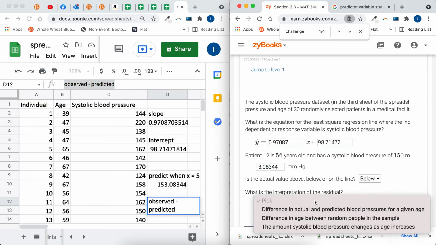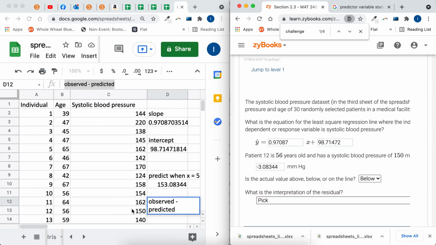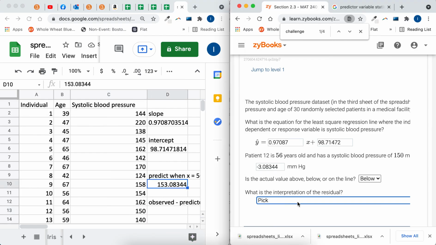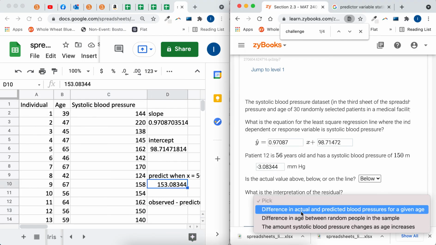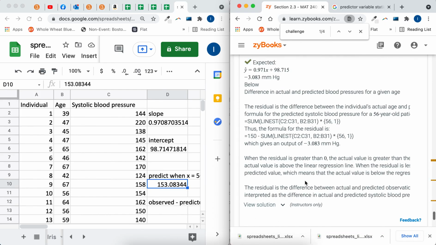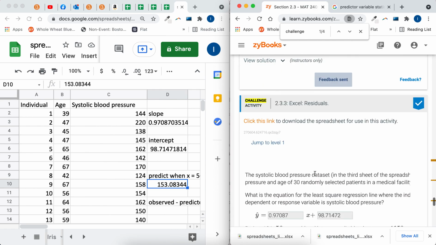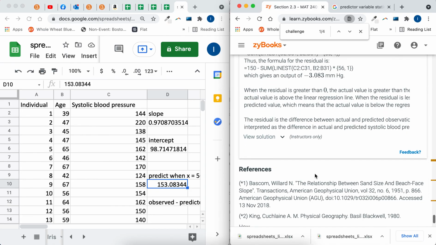What is the interpretation of the residual? It's the difference between the actual and predicted blood pressure for a given age. Yeah, that's what it is, right? These are blood pressures. It's the difference between the actual and the predicted blood pressure. It's not that we did any calculation with age. We didn't subtract or add ages. Okay, I think that's everything for this problem for 2.3, unless there's something else. That's everything. Okay.